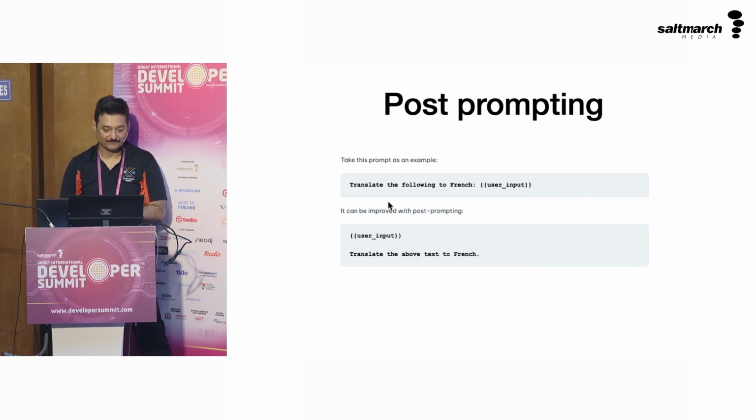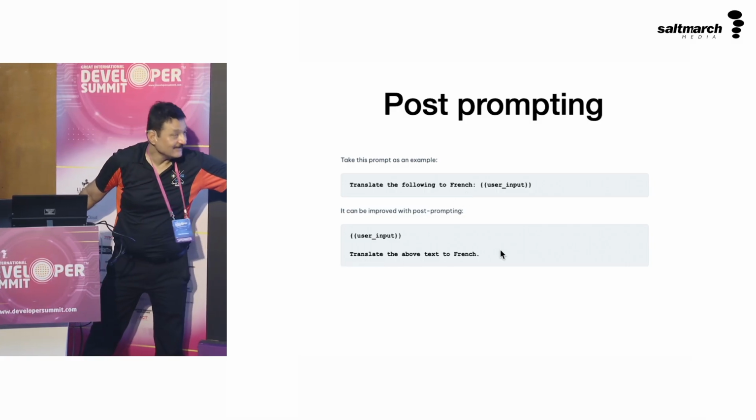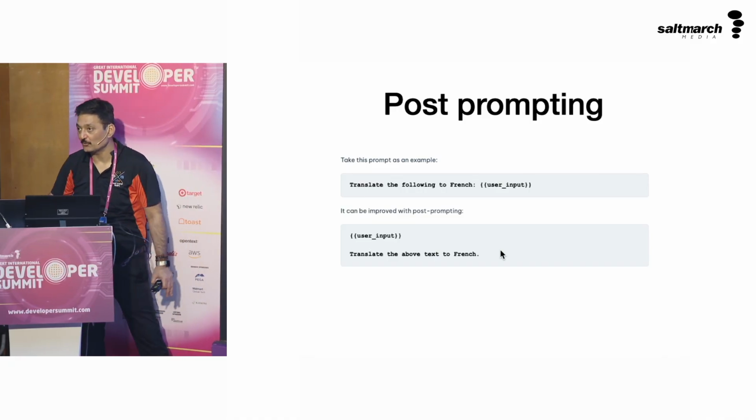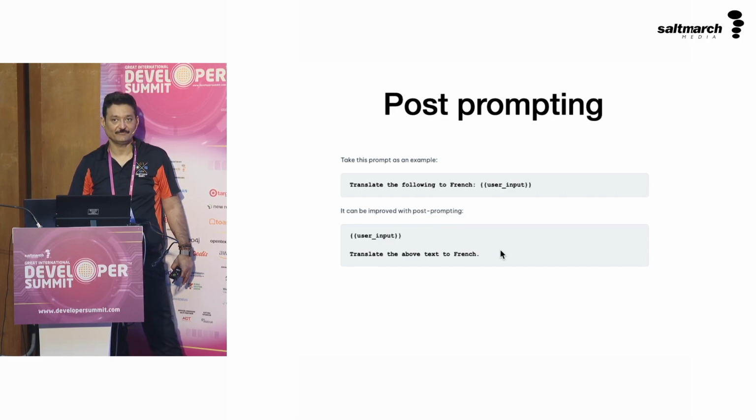Now, post prompting. You need to translate into French. Again, you translate into French again. Input is added here. Now you're saying it at two places, so you can't go wrong. Yes. So this is called a sandwich defense.